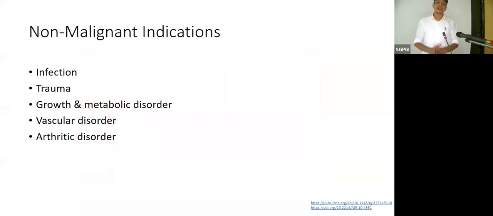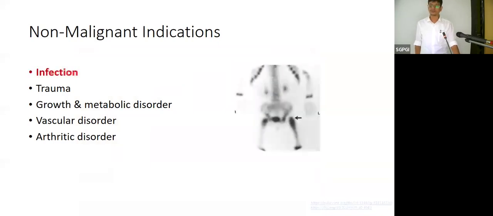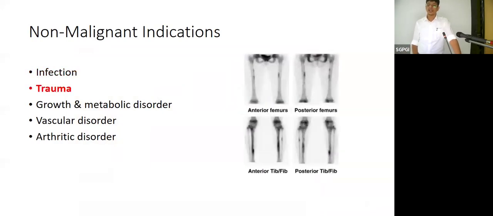So for non-malignant conditions, it can be done for infection, trauma, growth and metabolic disorder, vascular disorder, and arthritis. So we are regularly getting the arthritis and infection from the outside mostly. So osteomyelitis, early osteomyelitis, we are using it. And it is one of the very common indications, especially in sports injury for the kids.